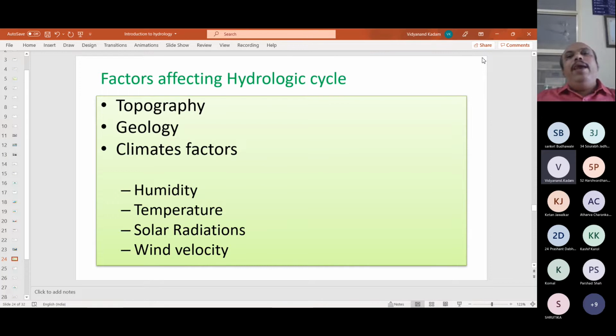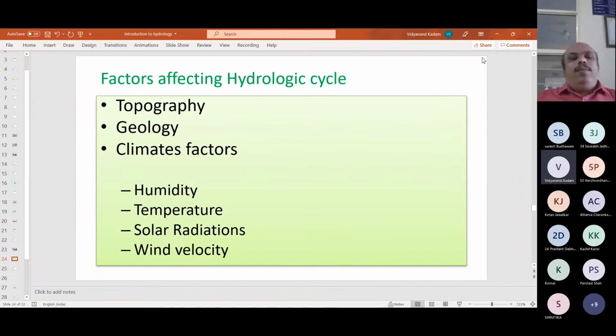If the terrain is plain, there is standing time for this rainwater. And due to that, there is sufficient time for infiltration and percolation. So that's why in case of hilly area, runoff will be more. In case of plain terrain, runoff will be less. This is how topography affects the hydrological cycle.